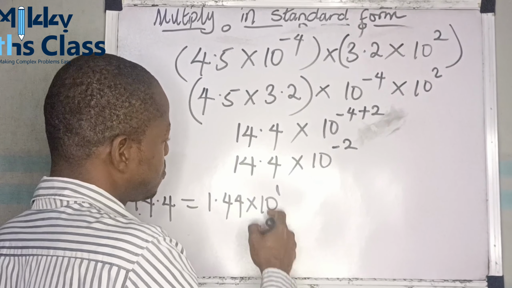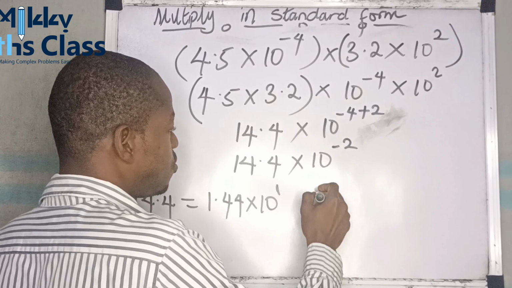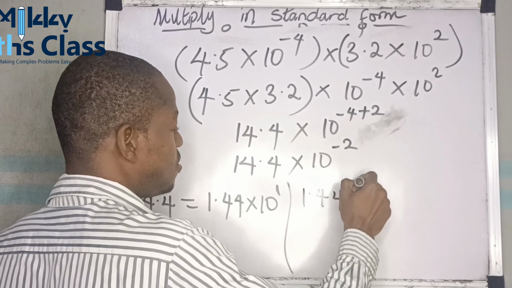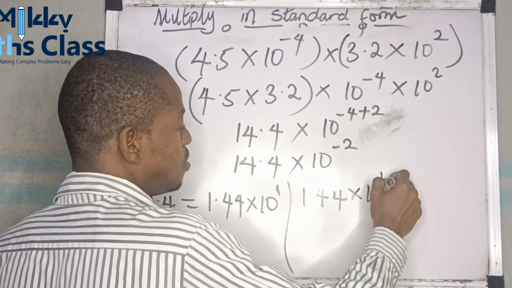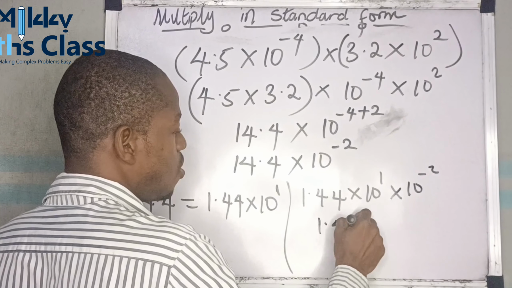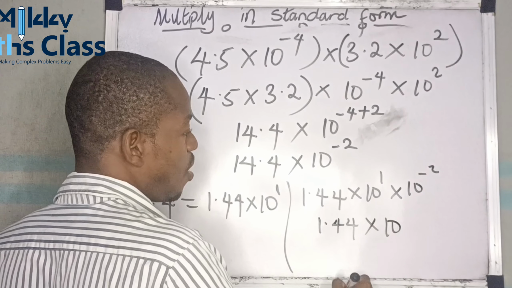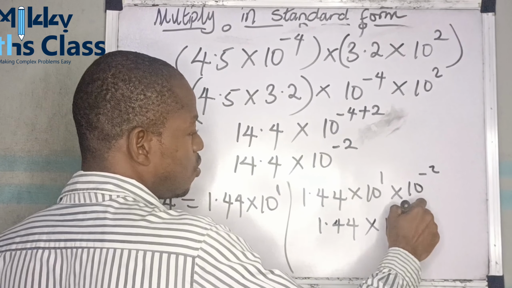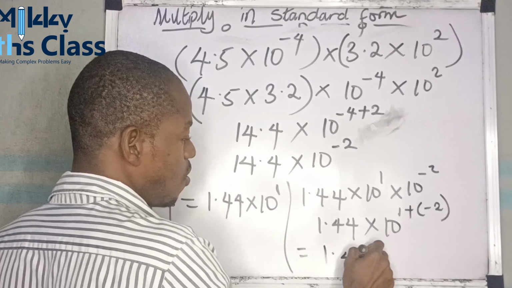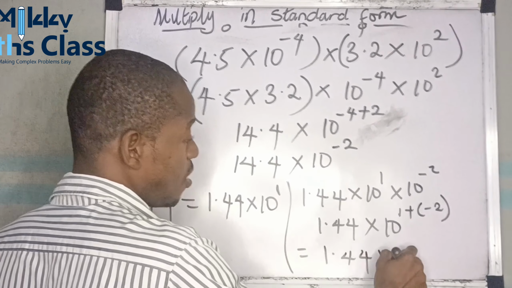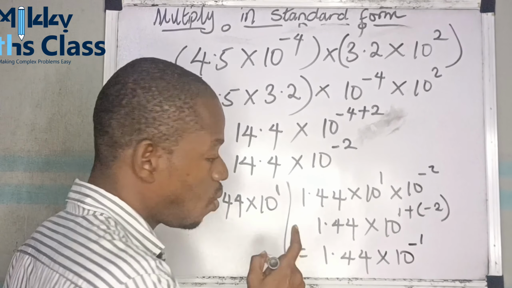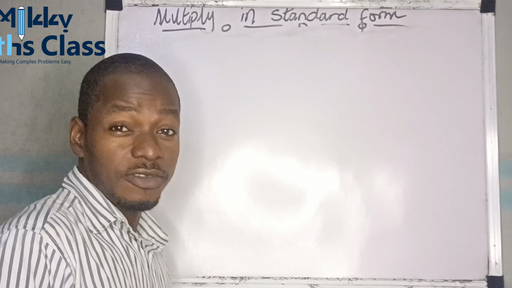So this becomes 1.44 times 10 to the power of 1 times 10 to the power of -2. So this becomes 1.44 times 10 to the power of 1 plus -2. So that's 1.44 times 10 to the power of -1.